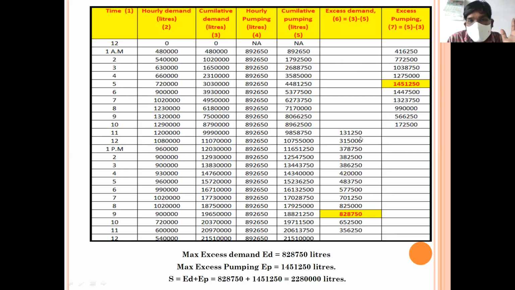Now, excess demand. See here, cumulative. See, hourly demand is 12 lakhs. See here, cumulative demand is this amount. See here, 12 lakhs 9,000 hourly demand. See here, it is excess demand. How much do we have? Pumping is 8,92,650. How much still do we need? See, approximately 9. Understand? Still we need 1,31,250 excess demand. See here, 3 minus 5.